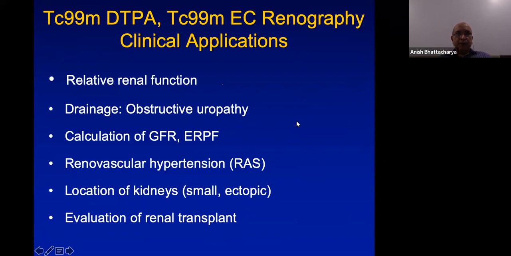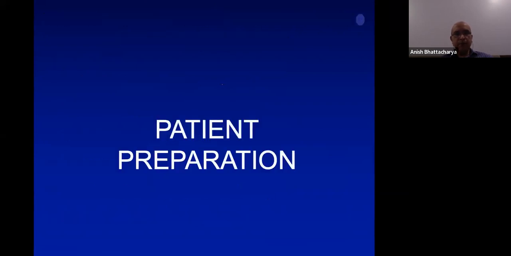So clinical applications, when you talk about the dynamic images, either DTPA, EC, whatever we are using. These are used for estimation of relative renal function, drainage in case of obstructive uropathy when it is suspected, calculation of GFR by technetium DTPA and ERPF by technetium EC, evaluation of renovascular hypertension, location of small ectopic kidneys, and evaluation of renal transplants. Let's look at these one by one.